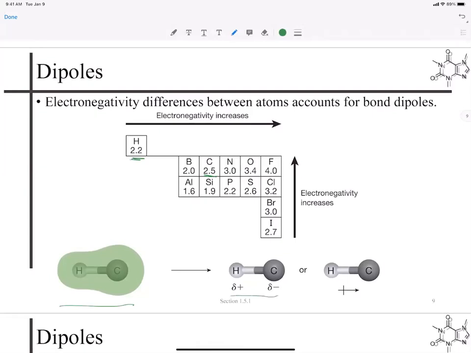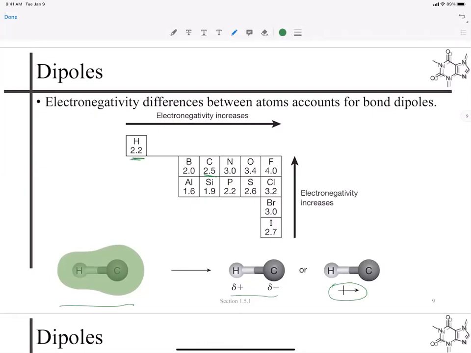So they're using the small Greek letter delta. Whenever you see a delta, we mean a partial. So this means that there's a partial positive charge on hydrogen, a partial negative charge on carbon. And yet another way of doing this is just to draw a vector or a dipole, in this case showing you the direction of where the electrons are pointing. In this case, they're pointing in the direction of carbon. They are all showing you the same thing.